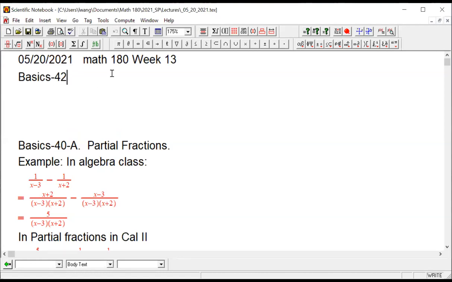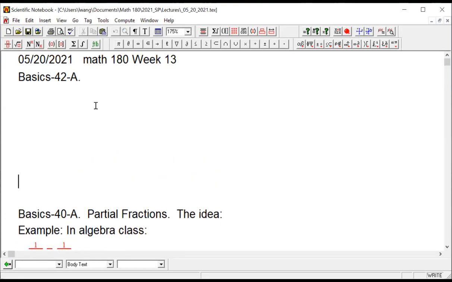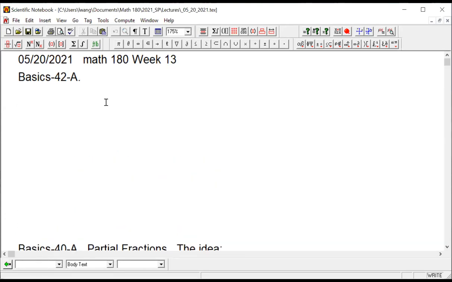Basic 42A. Okay, this one is just the idea. I give you the idea, but not the method, right? And you're going to learn that. Your Calc 2 teacher will teach you that. Be sure you know how to do long division. So let's get to 42A.